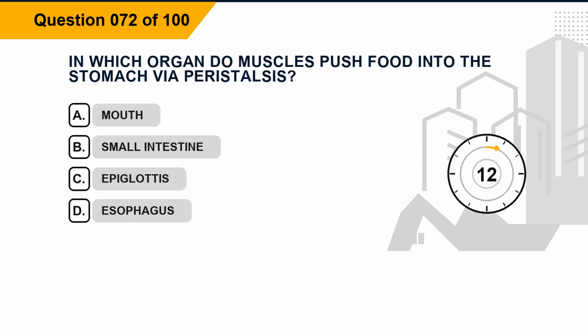Question 72. In which organ do muscles push food into the stomach via peristalsis? Option A, mouth. Option B, small intestine. Option C, epiglottis. Option D, esophagus.